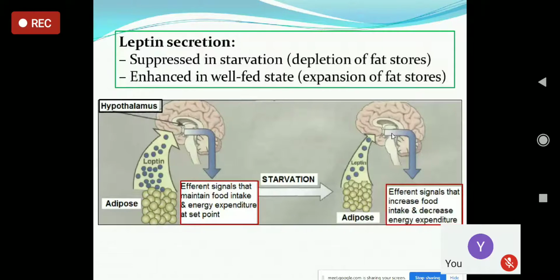Leptin secretion is suppressed in starvation when the fat stores are depleted. And leptin secretion is enhanced in the well fed state when there is expansion of fat stores.